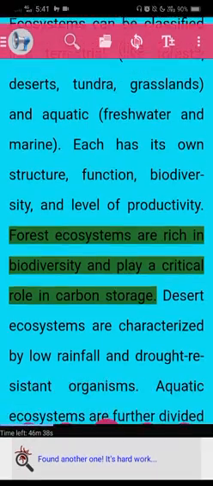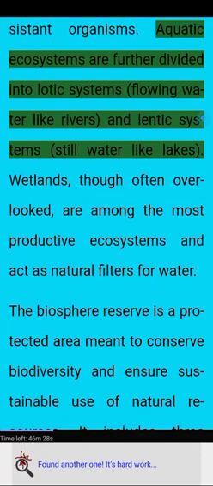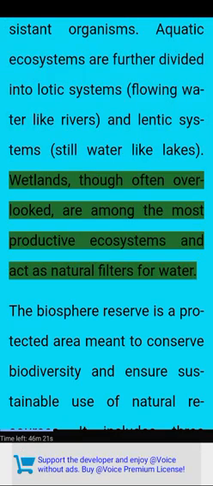Forest ecosystems are rich in biodiversity and play a critical role in carbon storage. Desert ecosystems are characterized by low rainfall and drought-resistant organisms. Aquatic ecosystems are further divided into lotic systems, flowing water like rivers, and lentic systems, still water like lakes. Wetlands, though often overlooked, are among the most productive ecosystems and act as natural filters for water.